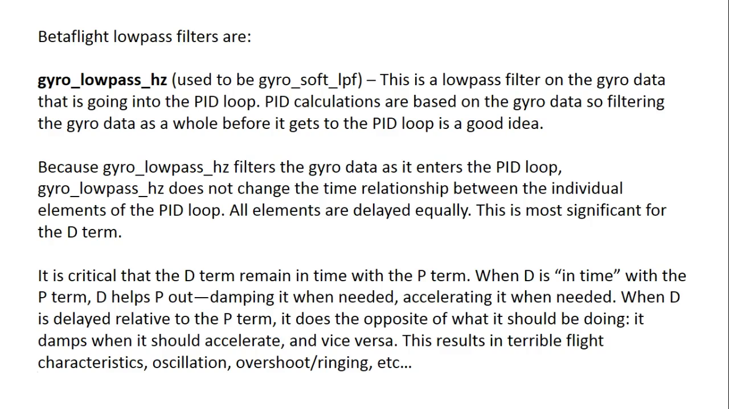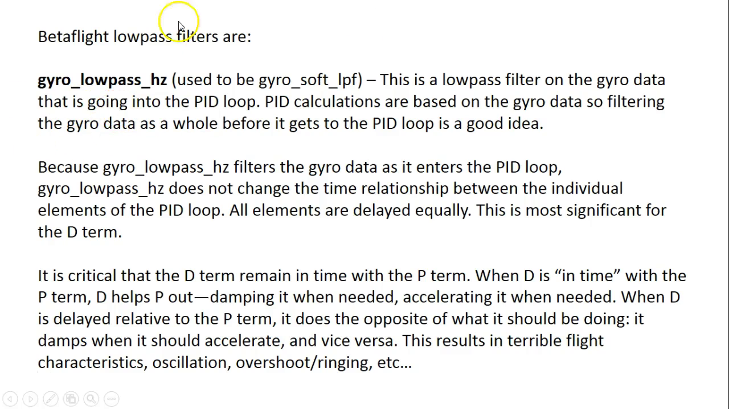So a gyro low-pass hertz of 100 is less filtering than a gyro low-pass hertz of 80, is less filtering than a gyro low-pass hertz of 60. As that number goes down, you're filtering more. And that's a little counterintuitive, since you might think that higher numbers are filtering more because higher numbers are more, but because this is a low-pass filter, that's backwards. Lower numbers mean more filtering, okay?